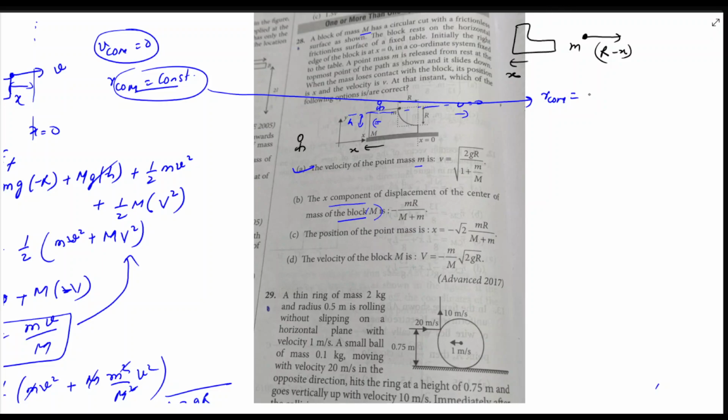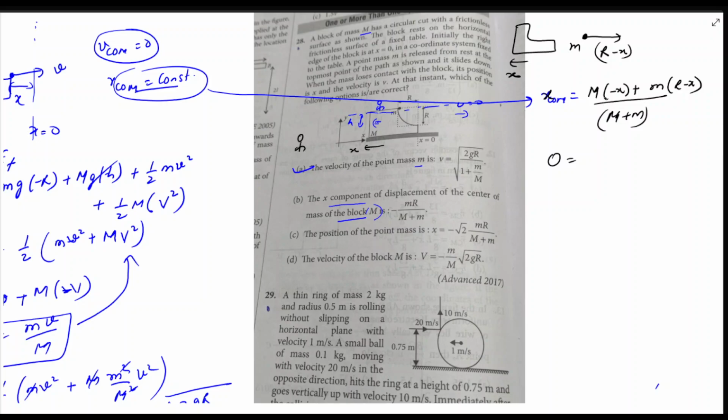So let's use this data. So we have capital M into minus x plus small m into R minus x. I'm just using the formula to find the position of center of mass, right? So it will be in the x direction, so I'm just finding the x, divided by capital M plus small m, and we know this is constant, right? So let's say the center of mass is at origin. So this will be zero.